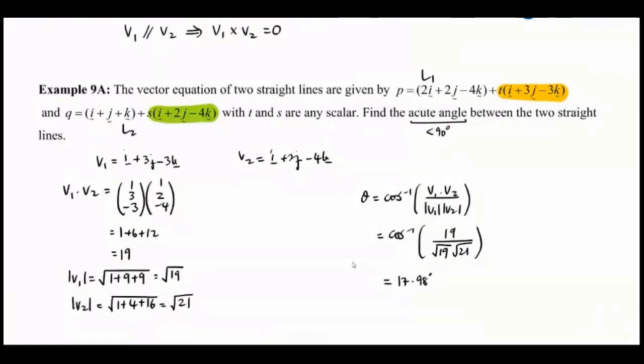Example 9B. Okay, same pattern. Try example 9B first. Exactly the same: find V1, V2 first, find the dot product, find the magnitudes, and then substitute into the formula. Okay, try 9B first.